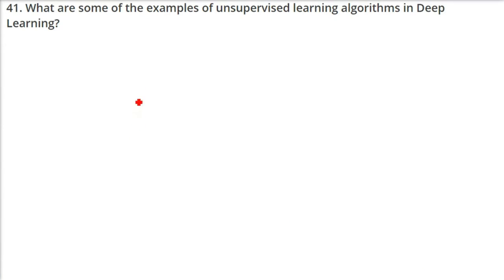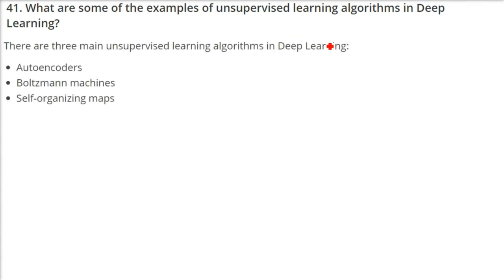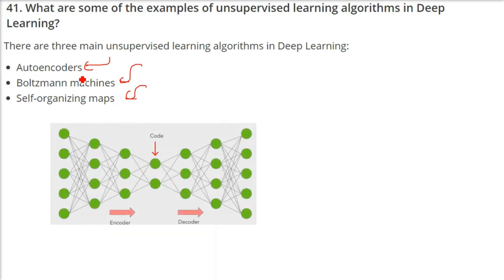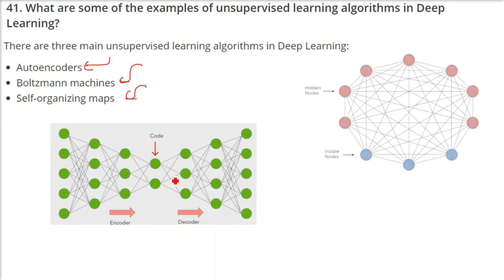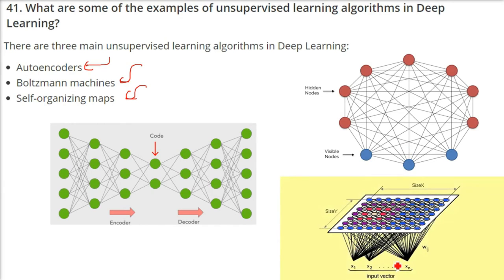What are some examples of unsupervised learning algorithms in deep learning? In unsupervised learning, autoencoders are there, Boltzmann machines are there, then we have self-organizing maps. We have talked about them all, so let me just show you the picture. These are the three: autoencoders, Boltzmann machine, and self-organizing map, or SOM.